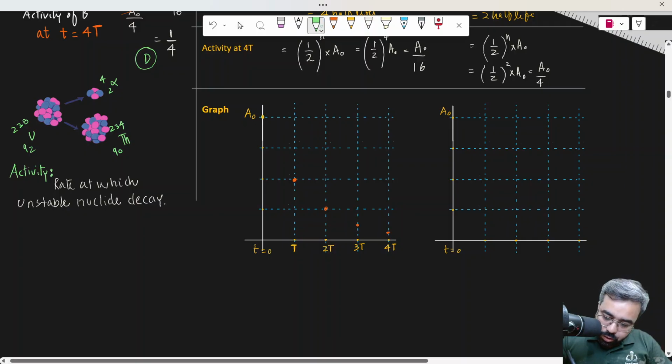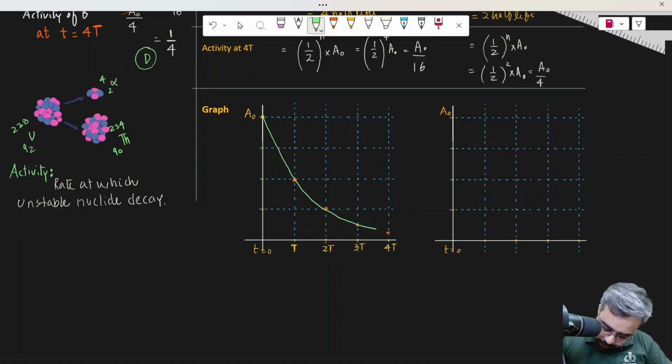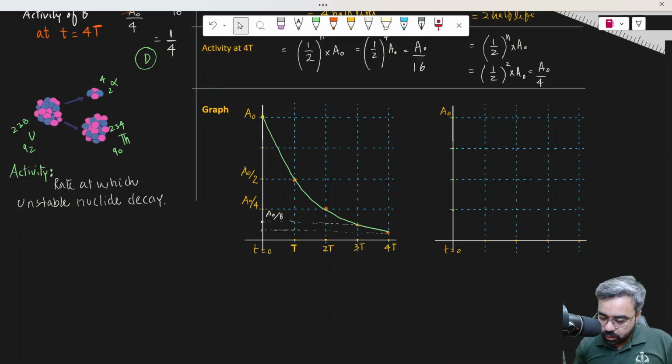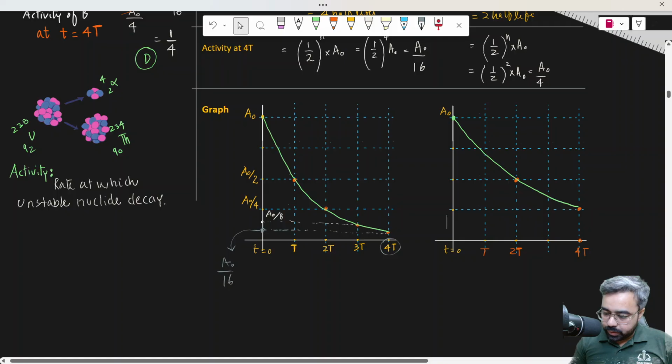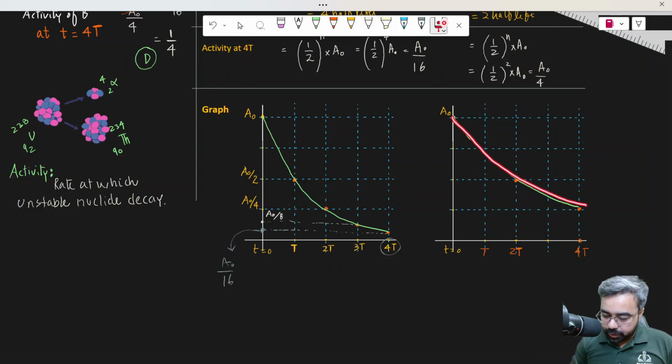If I join all of them, you see that this is a curve passing through these points, and right at 4T, look at this amount. Is it not A0 over 16, right? And we will do the same for B. Let's quickly see what happens. This is T, this is 2T, so at 2T it will be halved, and then at 4T it will be further halved, so it should be this point.